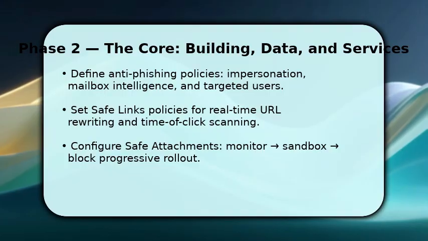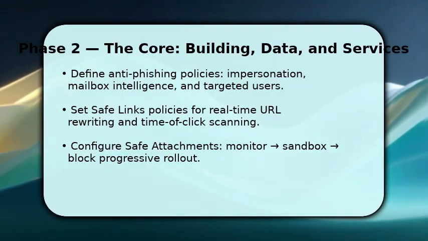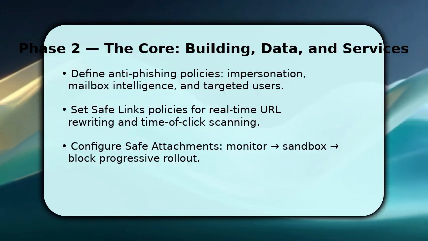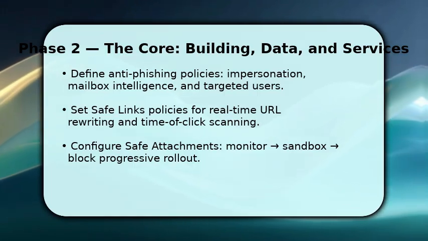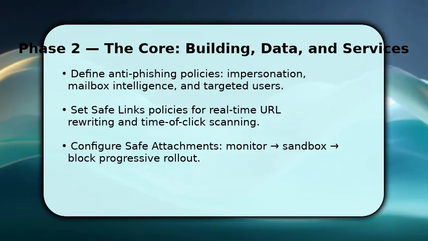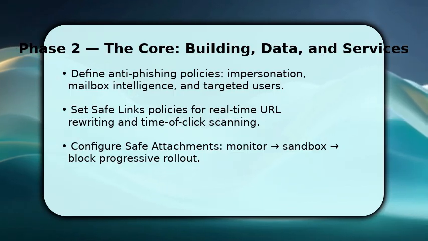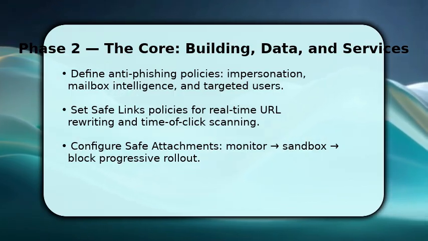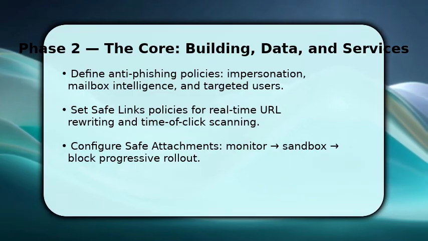You now build policies, create anti-phishing rules targeting high-risk users and domains, enable mailbox intelligence for personalized protection, and add impersonation detection for CEO and executive names. Then set safe links to rewrite URLs with time-of-click scans. Make sure to exclude trusted apps if needed.